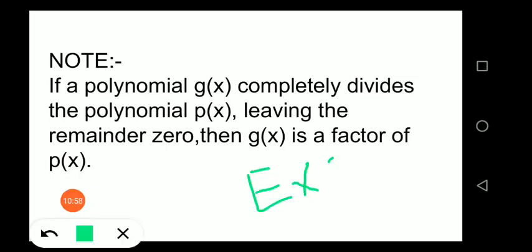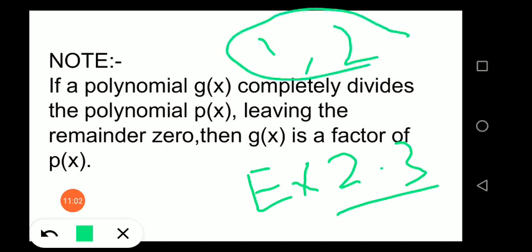In exercise 2.3, the first and second questions are based on division. You can try those questions also. The rest of the things we will cover in the next period.